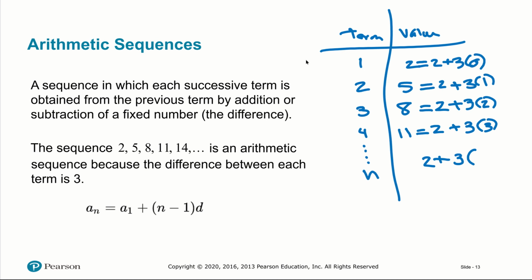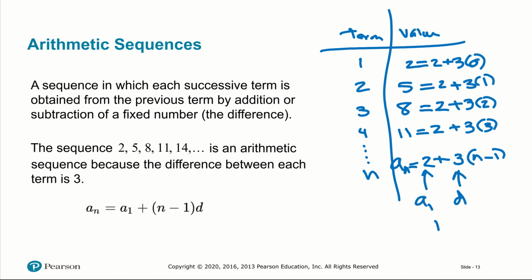So here we're going to say 3 times n minus 1. And we generally refer to the nth term as an, like so. So notice that the 3 here is what we call the common difference. We denote it with a D.